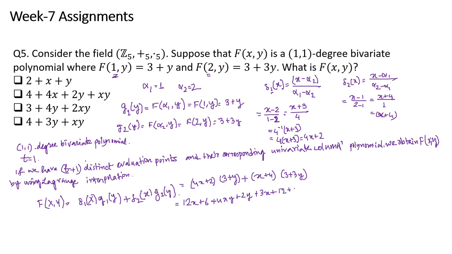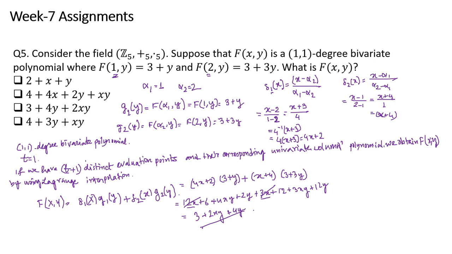x plus 12 plus 3xy plus 12. So there is 12x and 3x, total 15x, and since we are in Z5, 15 is a multiple of 5, so this is congruent to 0 modulo 5, so these terms vanish. 6 plus 12 is 18. 18 is 3 modulo 5, so 3 is the constant term. 4xy plus 3xy is 7xy, that is 2xy in modulo 5, and 2y and 12y is 14y, that is 4y.